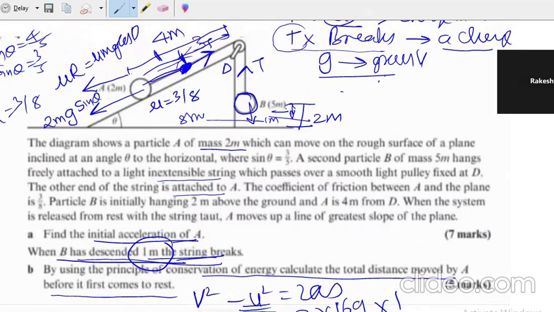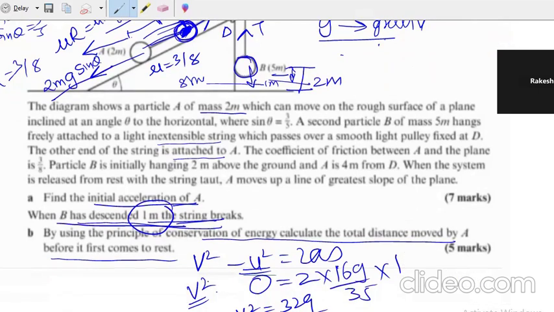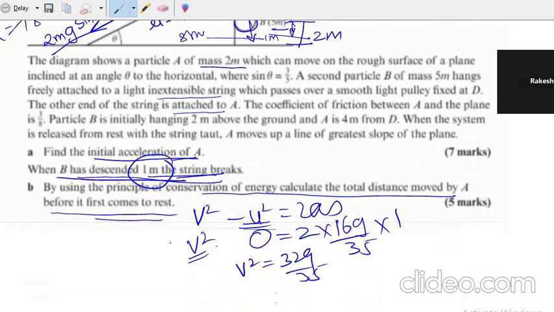Now what happens is the spring breaks, so the T goes away. So the only forces acting on this are this 2 mg and the friction. But what is he asking me? By using the principle of conservation, calculate the total distance moved before it comes to rest. Okay, we don't have to worry about that. We know this is the velocity. Now I'll have to find the final velocity, which will be 0 because it comes to rest, right?